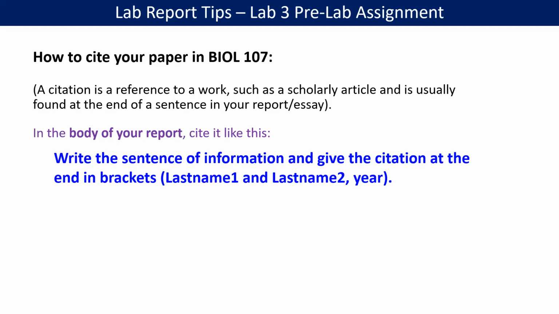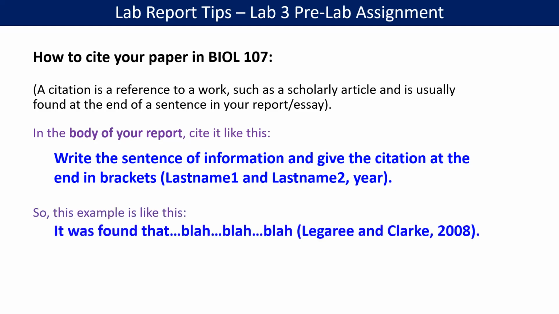And at the end of the sentence, before the period, because it's still part of the sentence, you're going to have the names of the authors. Now, just the last names. So last name 1, last name 2, followed by the year of publication. So in this case here, that's what it's going to look like with that particular paper. There's 2 authors, and the year was 2008, and the period is found at the end of the brackets.